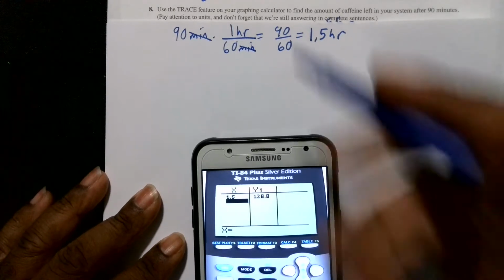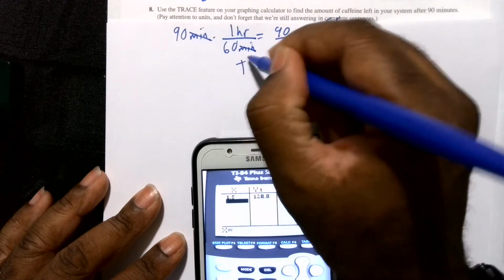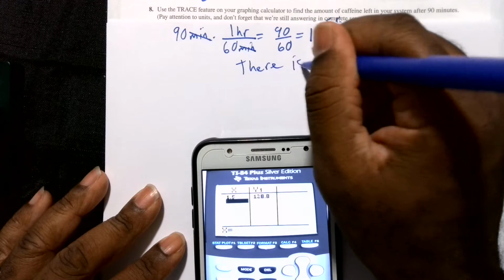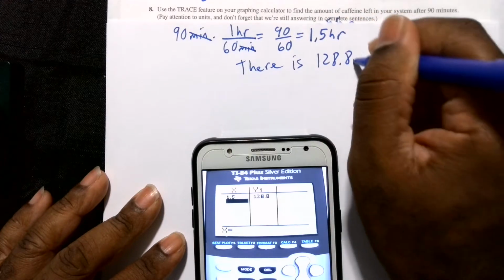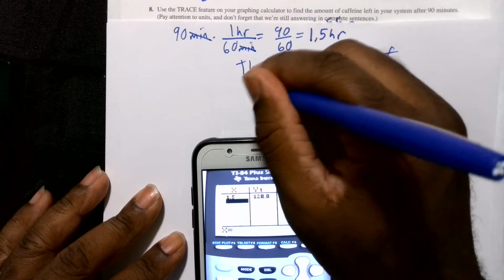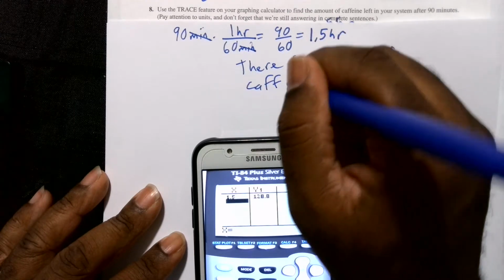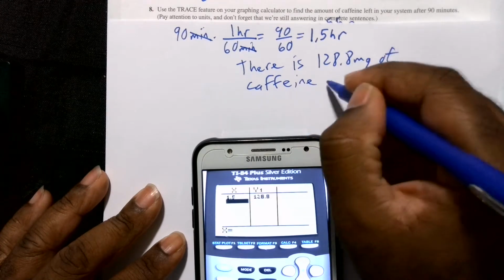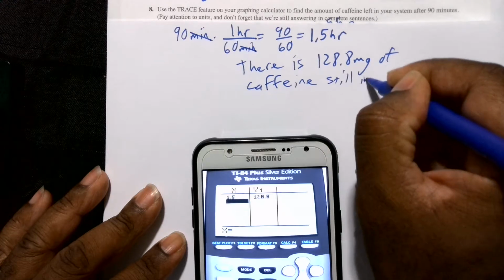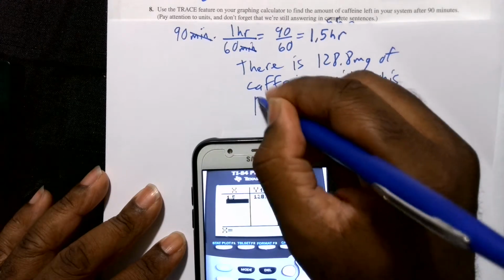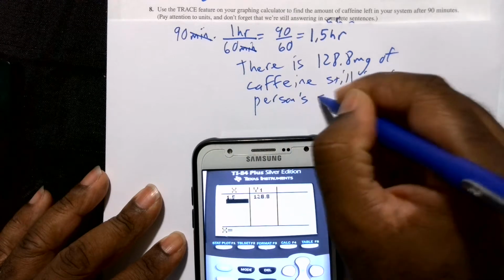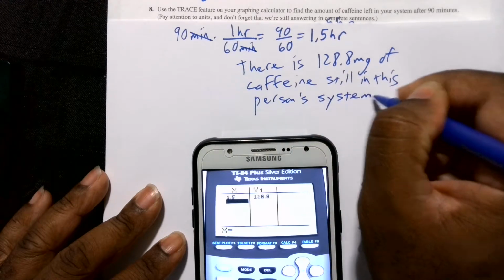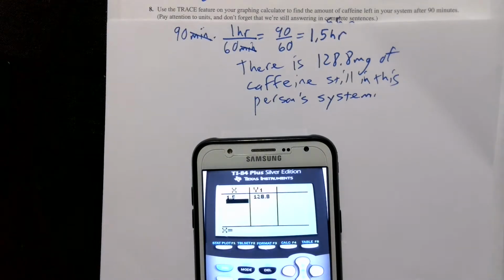So now our final answer here would be there is 128.8 milligrams of caffeine still in this person's system. And we are done. Now, we're going to move over to problem number 9.